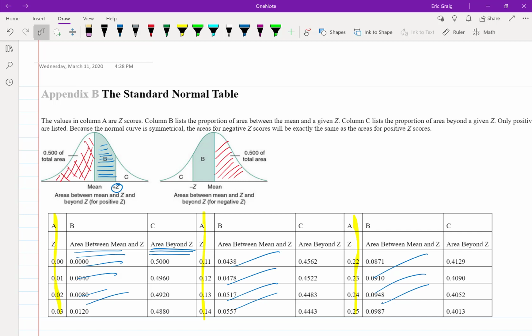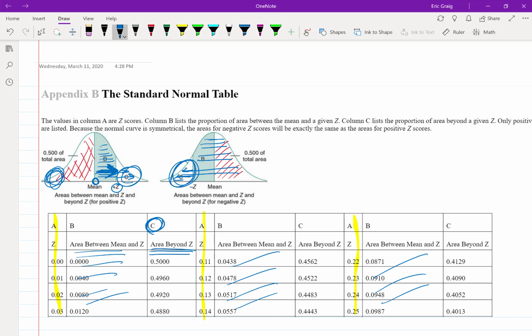Remember, everything under the curve here is equal to 1. Column B is giving you from the mean to a given z-score. Column C is giving you this here, the tail of the distribution. It could be either the tail on the positive side, or it could be the tail on the negative side, and that's what you see over here.